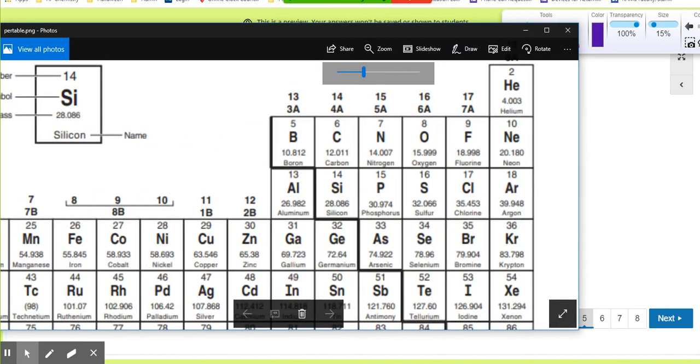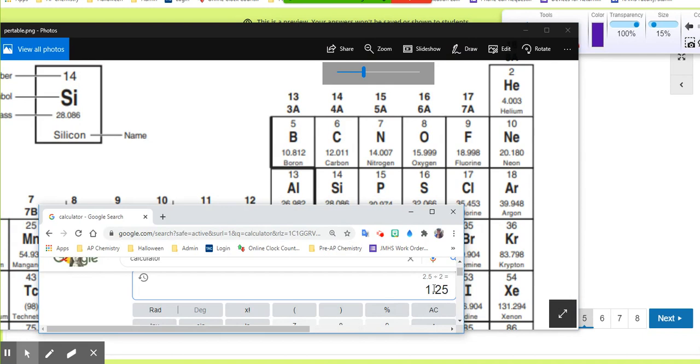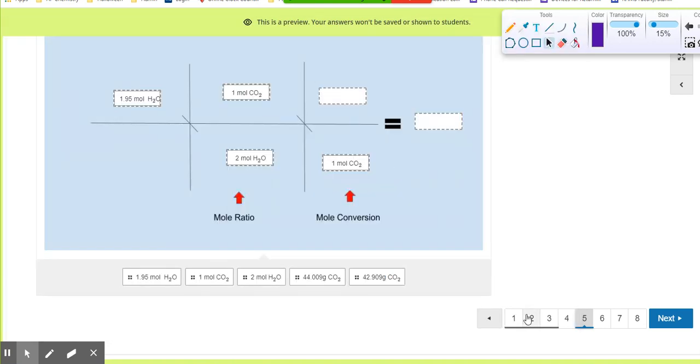Okay, so we have CO2. We need to do 1 carbon, which is 12.011, plus 2 oxygen, so 15.999 times 2, equals 44.009. There we go. That's our molar mass. Then we would multiply across, divide by everything on the bottom.